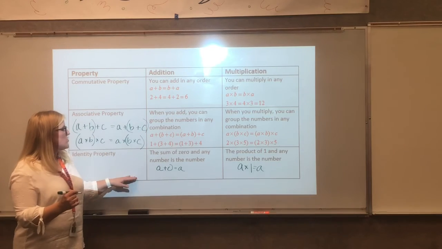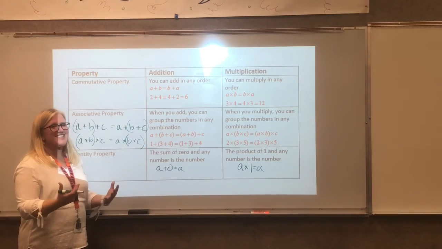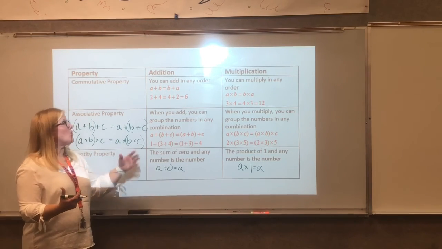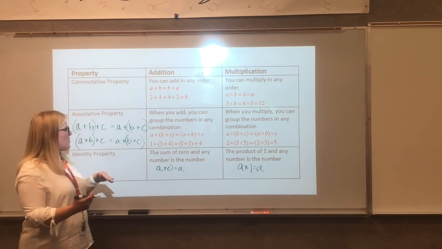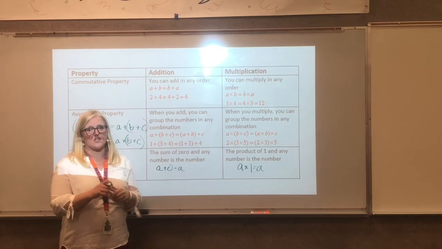Okay? So those are the 6 properties you need to know. The commutative, associative, and identity properties of addition and multiplication.